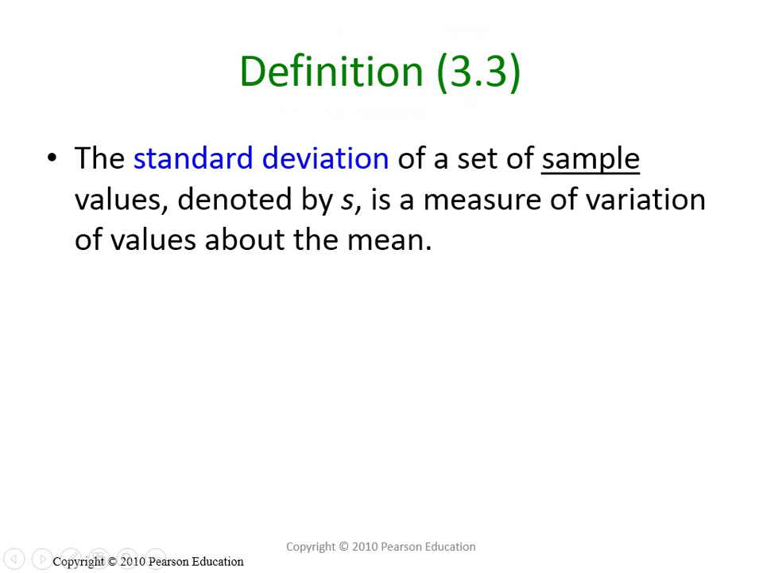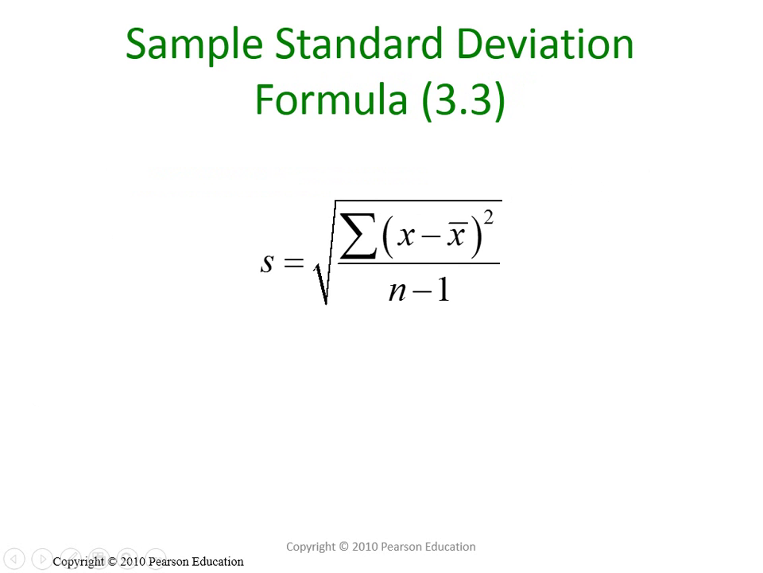So standard deviation. The standard deviation of a set of sample values, denoted by s, is a measure of the variation of those values about the mean. This is a way to measure and see how close is everything to that mean. How much do they vary away from where you know the center is? And we use s for standard deviation. This is the formula for the standard deviation.